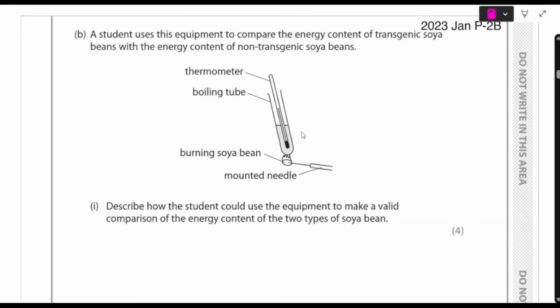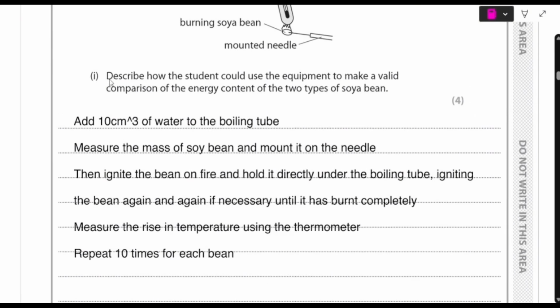Add 10 or 20, either one is fine. 10 cubic centimeters of water to the boiling tube. Measure the mass of the soybean and mount it on the needle. Then ignite the bean and hold it directly under the boiling tube. Igniting the soybean again and again is necessary until it is burnt completely. Measure the rise in temperature using the thermometer. We should also repeat it 10 times for reliability.